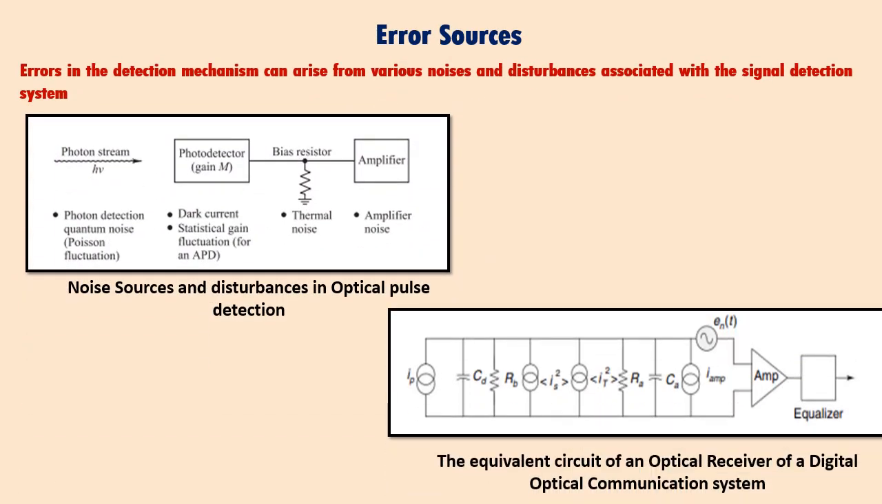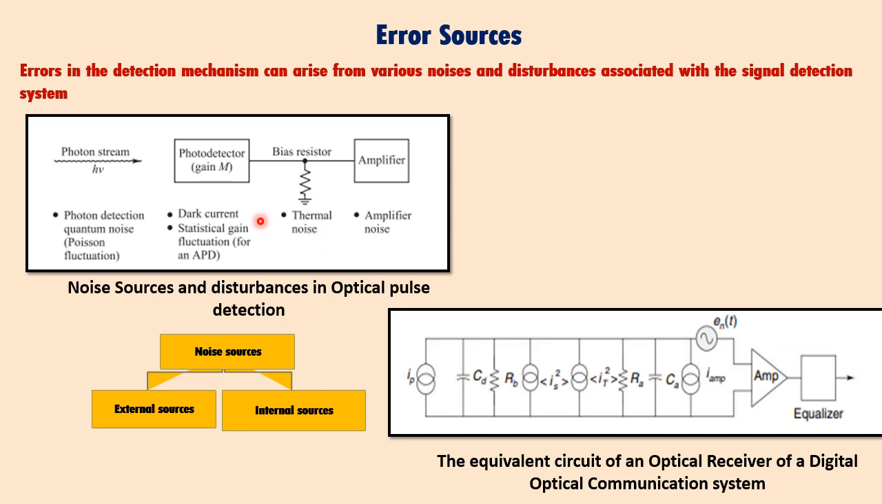Next comes the error sources, that is, the types of noises associated with the receiver circuit. As we know, the main building blocks of the receiver are the photodetector and the amplifier. So obviously there are noise sources associated with the photodetector as well as with the amplifier circuit. First and foremost, when a photon of energy hv is incident on the photodetector, there will be photodetection quantum noise, which we can call Poisson fluctuations. Within the photodetector there will also be dark current noise, and there may be statistical gain fluctuations, particularly for the avalanche photodiode.